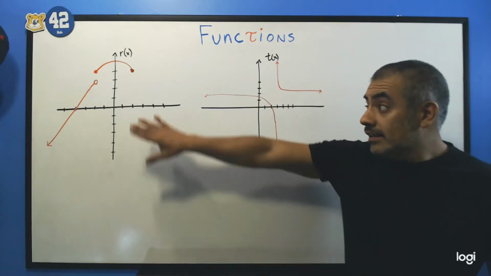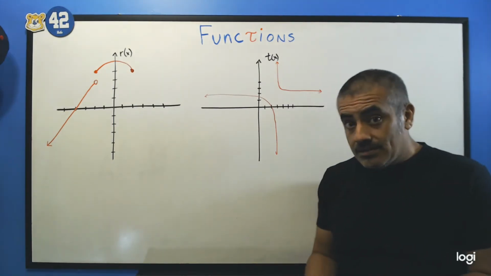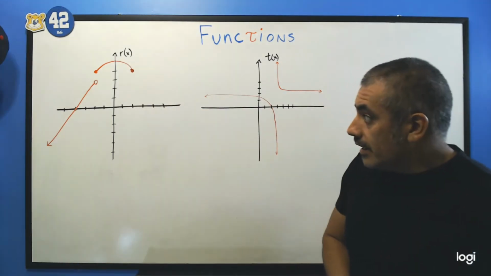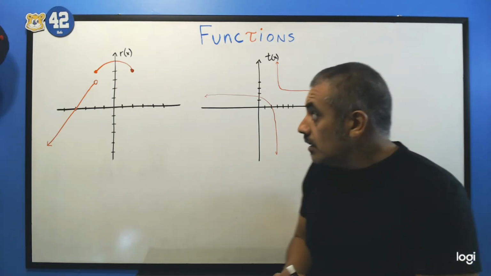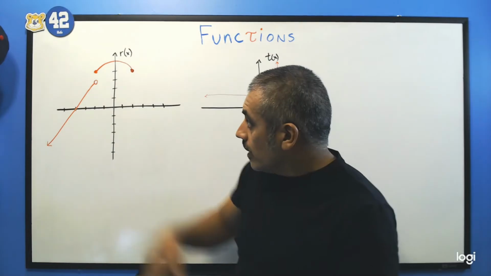Now let's take a look at a couple of other graphs where the domain and the range are not as nice as the last ones we saw. R of x is a weird graph. It's actually a piecewise function. Now let's take a look at why it's a function. There's a couple of things going on here.